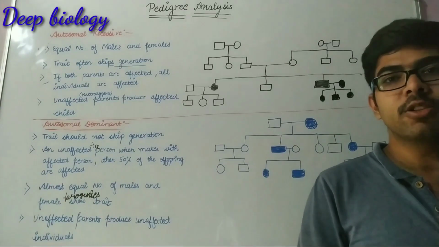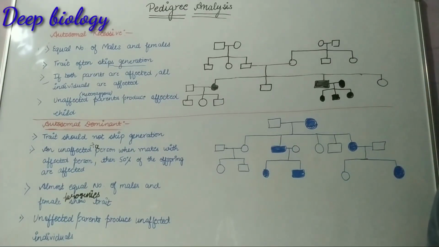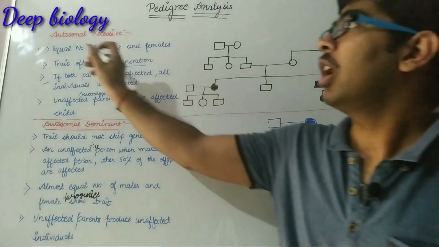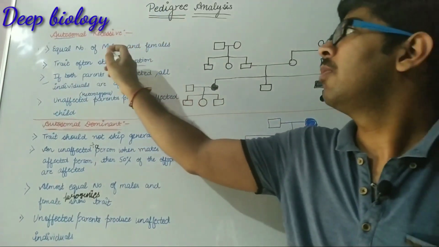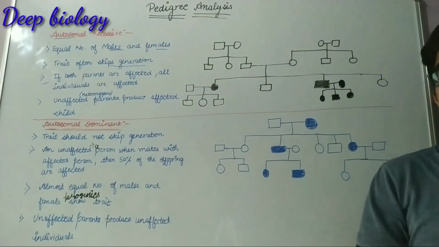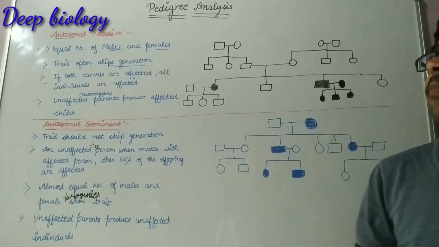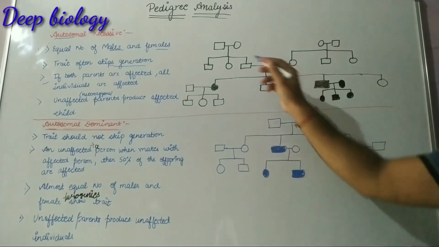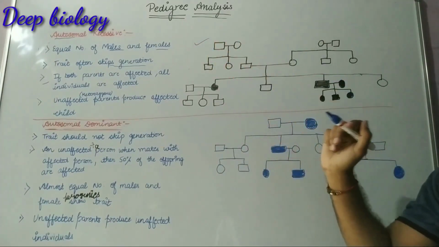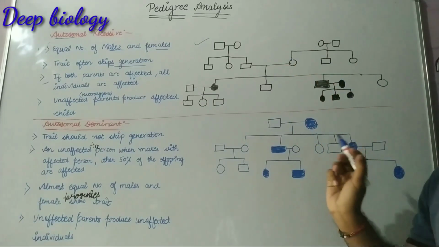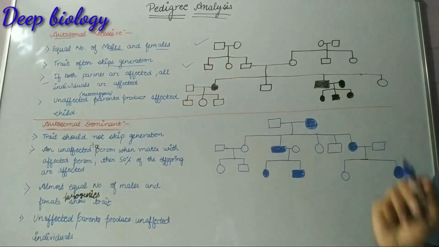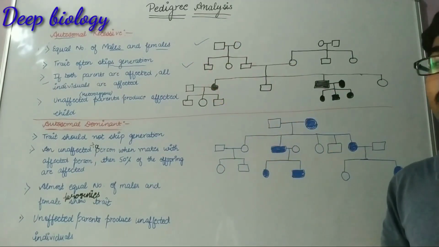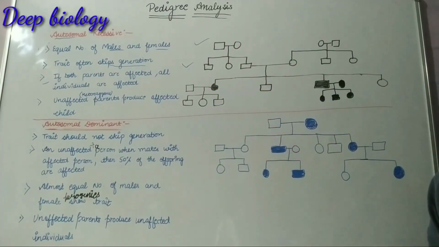Now we will discuss autosomal recessive. There are some points by which we can determine whether our pedigree is autosomal recessive or not. For autosomal, there is an equal number of male and female individuals showing this trait. Now this trait often skips generations. It means that in generation first there is no trait-showing individual, and it is also not found in generation second. This means skipping of generation occurs. But in generation 3 there are trait-showing individuals.